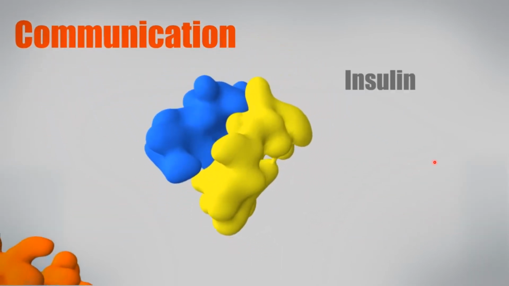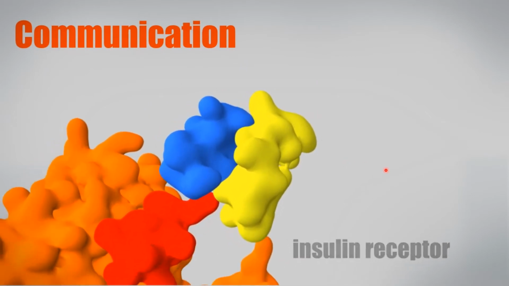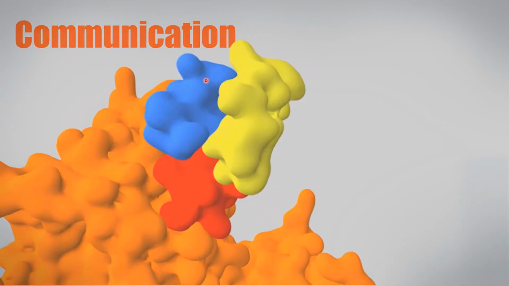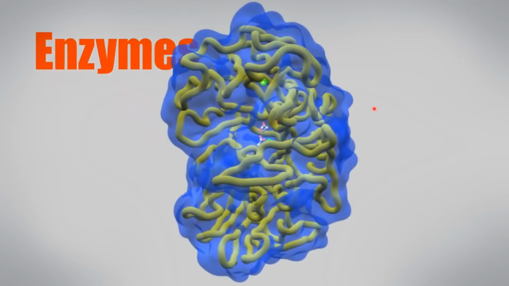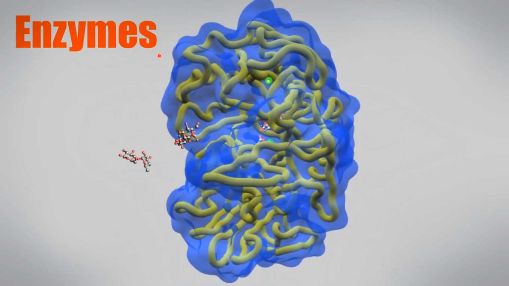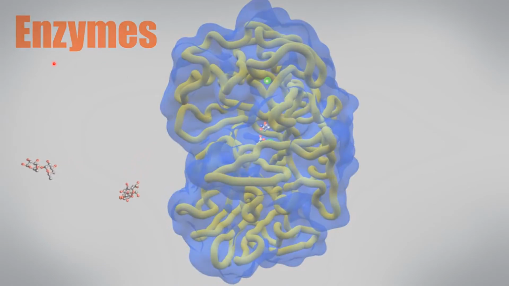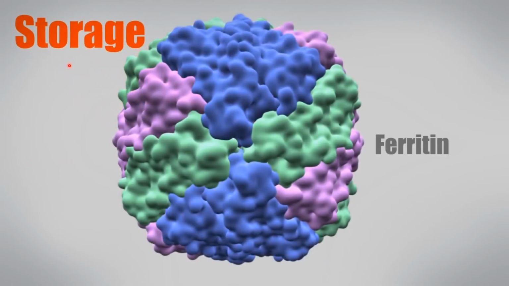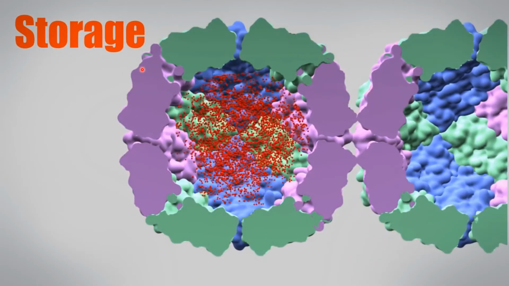The hormone insulin is a small, stable protein that can easily maintain its shape while traveling through the blood to regulate blood sugar level. Alpha amylase is an enzyme with a catalytic site that begins the breakdown of carbohydrates in our saliva. Ferritin forms a hollow shell that stores iron from our food.